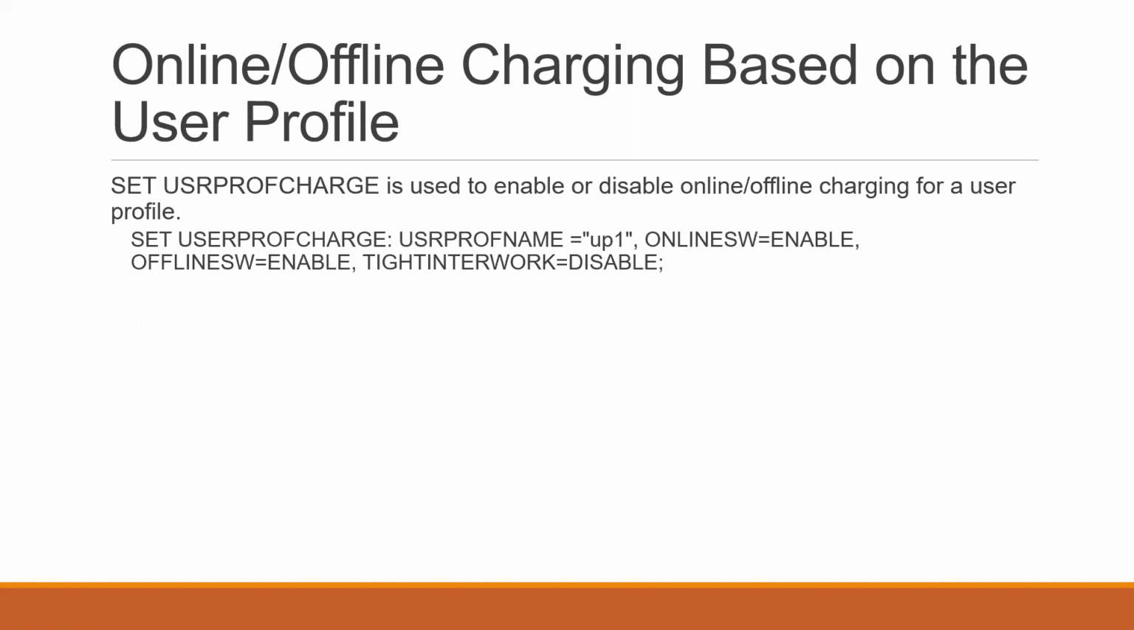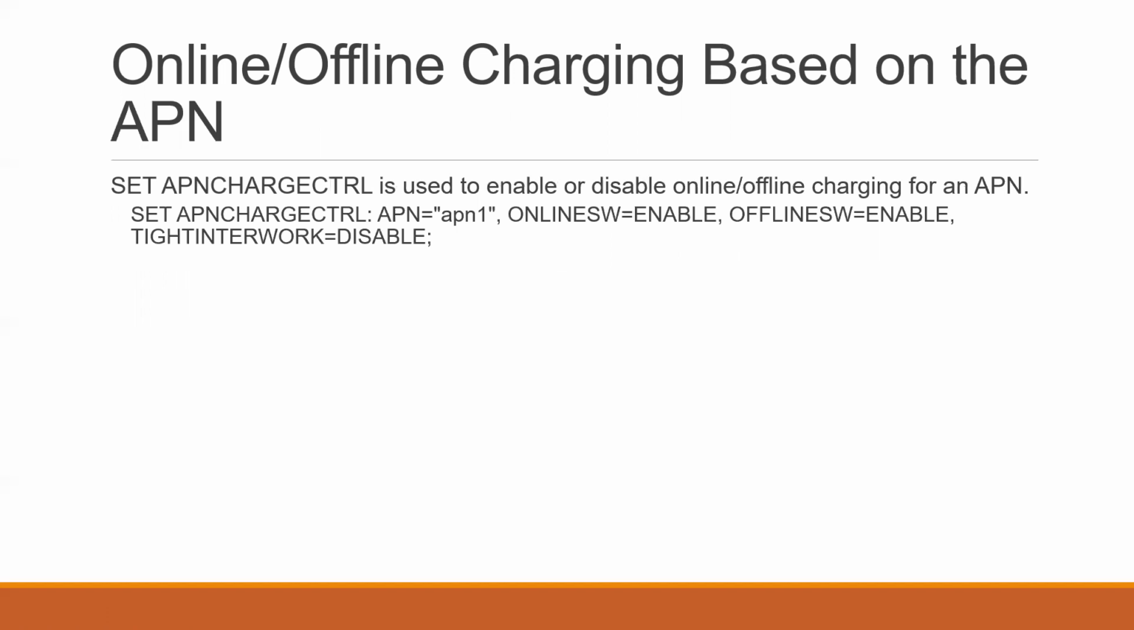Similarly, when you are configuring a user profile, you can specify whether the online charging and offline charging needs to be done. So you have an online switch which is enabled and offline switch which is enabled. Okay, and you have the option of basically disabling online and offline charging based on user profile as well. Similarly, you have the option of enabling and disabling the online and offline charging based on APN as well. So its command is set APN charge control.